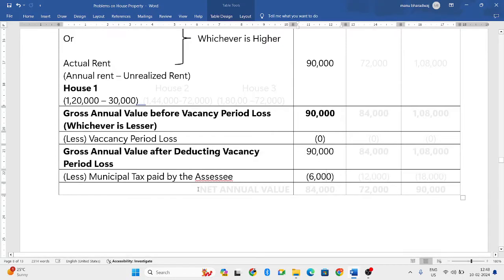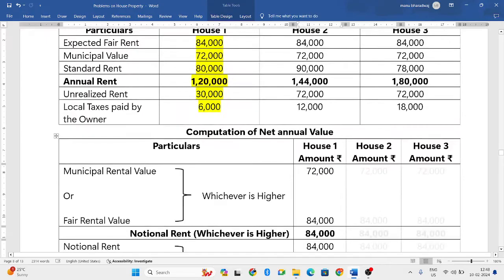So from 90,000, if I deduct 6,000, I will get 84,000. That 84,000 is my net annual value. This is for house 1.